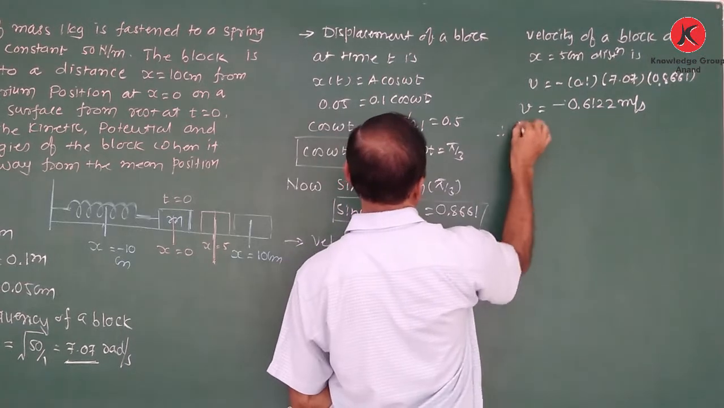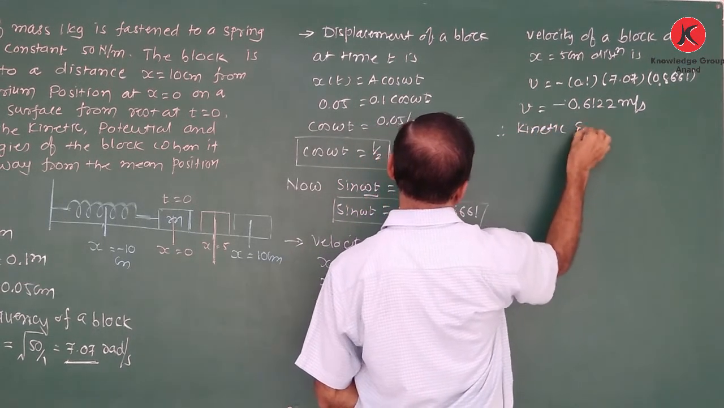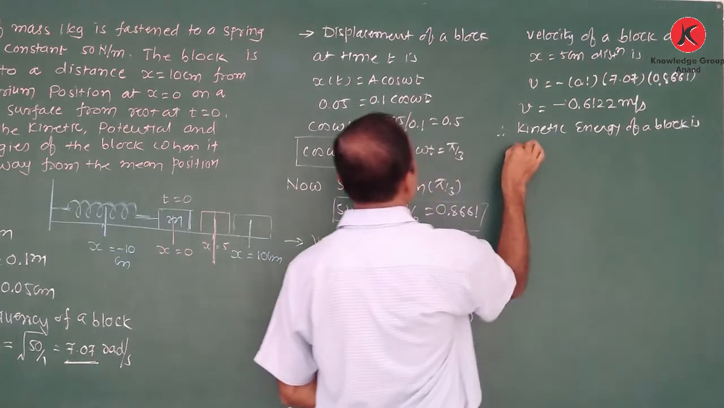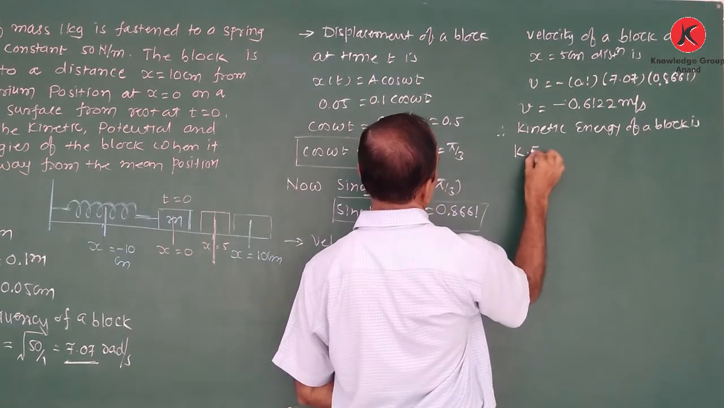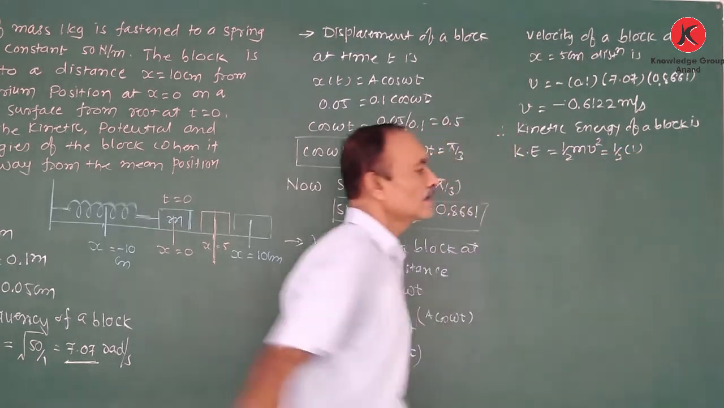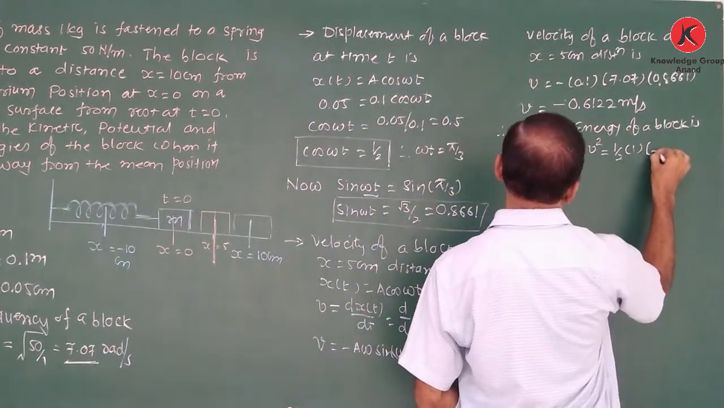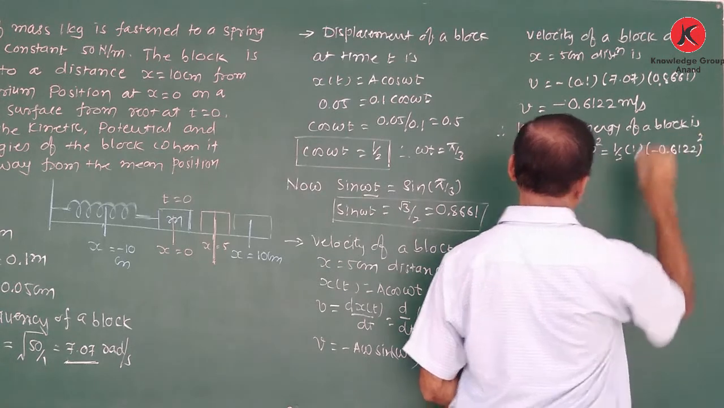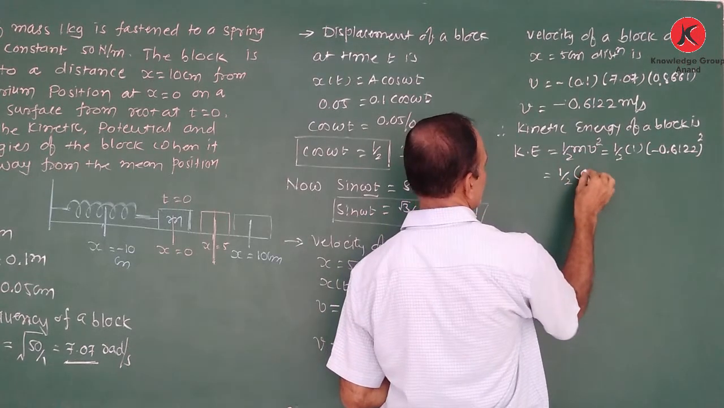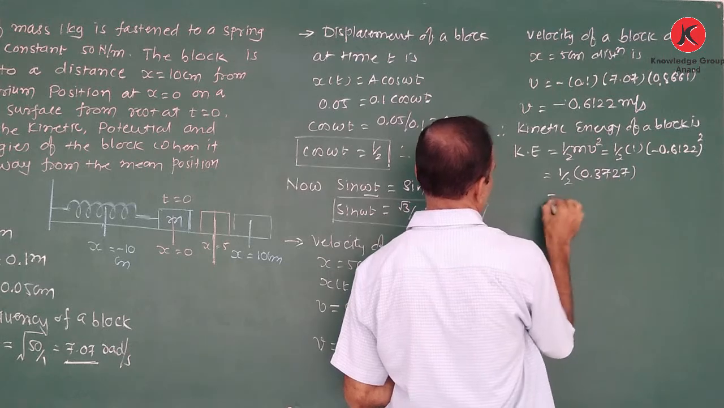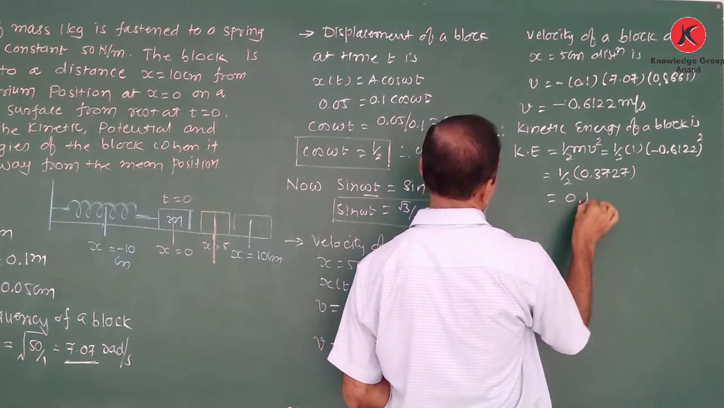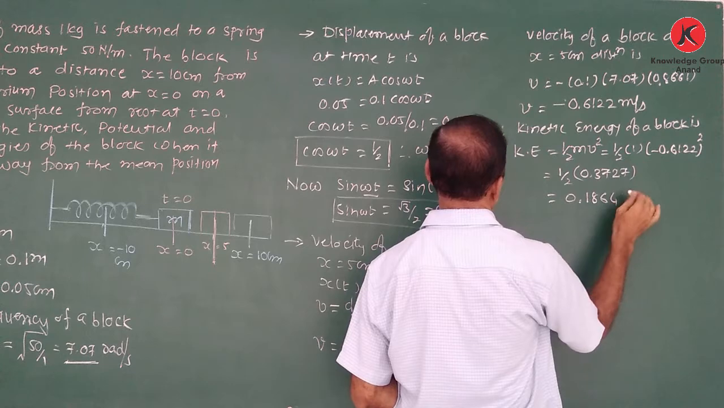Therefore, kinetic energy of the block, K is equal to half mv square. So it's equal to half, m is given as 1, and velocity we obtained is minus 0.6122, whole square. Therefore, 1 by 2 times 0.3727. Therefore, kinetic energy is 0.1864 joule.